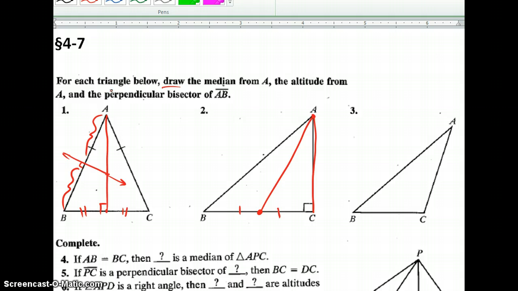And the perpendicular bisector of AB. AB is over here, hit the midpoint and go perpendicular, something like that. Looks like it's going to hit C, but that wasn't the point. The point was just that.